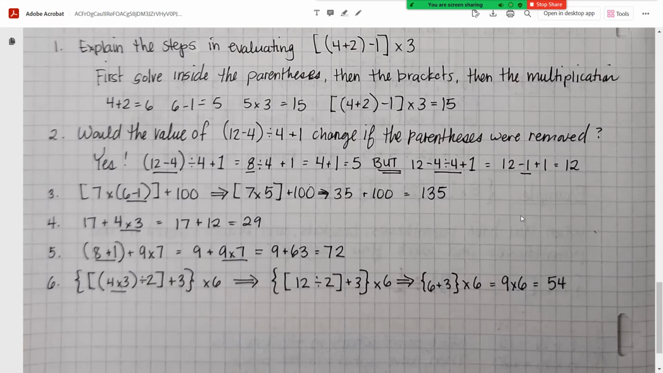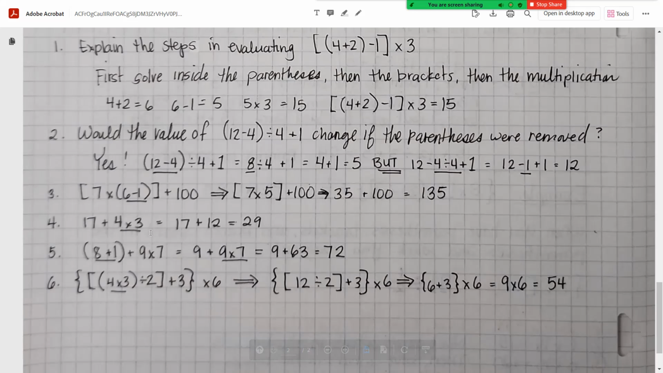For number 3, we have 7 times 6 minus 1 plus 100. So again, start inside the parentheses. 6 minus 1 is 5. So 7 times 5 is going to be 35. 35 plus 100 is 135. For number 4, 17 plus 4 times 3. So first you're going to do the 4 times 3 is 12. So 17 plus 12 will give you 29.